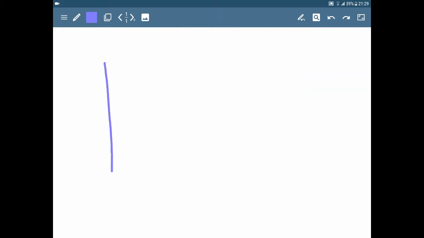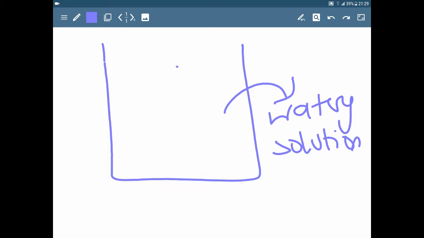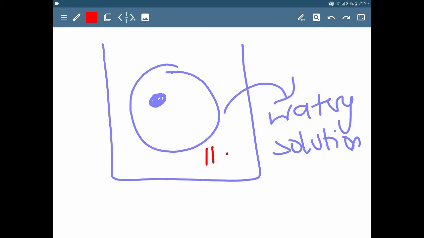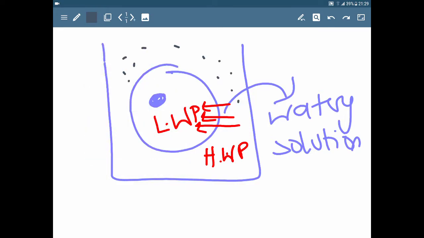Now, if you have a solution, it's a watery solution right now. And this is the cell in it. This is its nucleus. Now I'm going to explain by red. This part of the solution has a high water potential, and this has a low water potential. Now, if it goes from high to low, water, I'm going to do it in navy blue, water comes inside here, and it's going to fill up and fill up until it's at equilibrium.